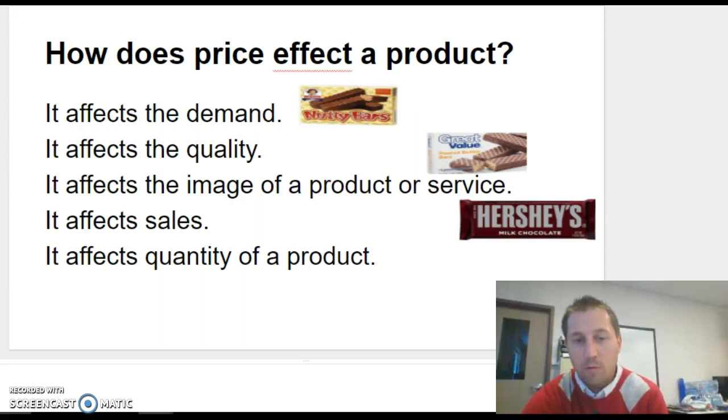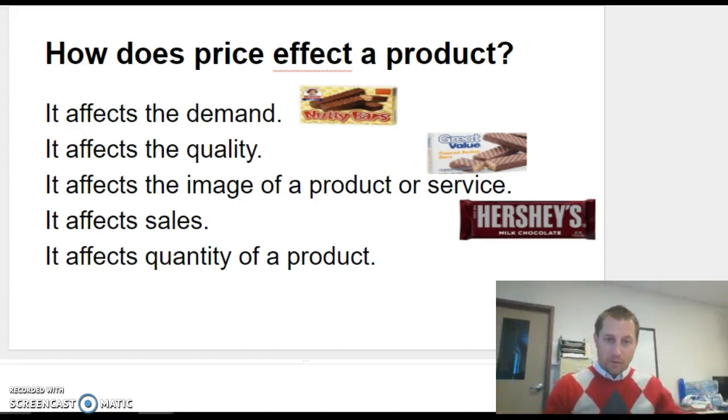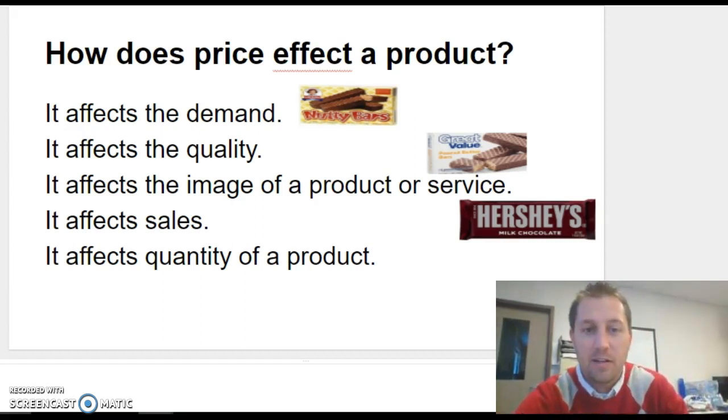So what I want you to do with this slide, in effect, is identify one kind of product that has a high demand, one where the quality is the question about how much the thing costs, maybe not the image or the look of it. And then which one do you think has the most sales? And then another one that you think is produced in a high quantity. So we're looking at the high end of things here and how they impact.